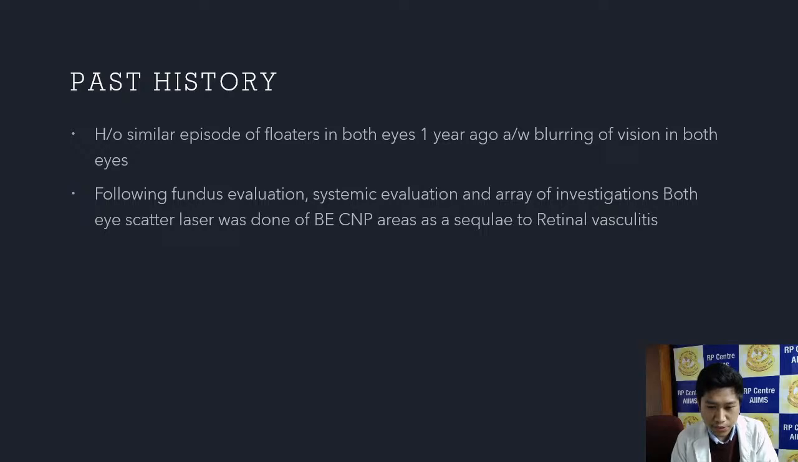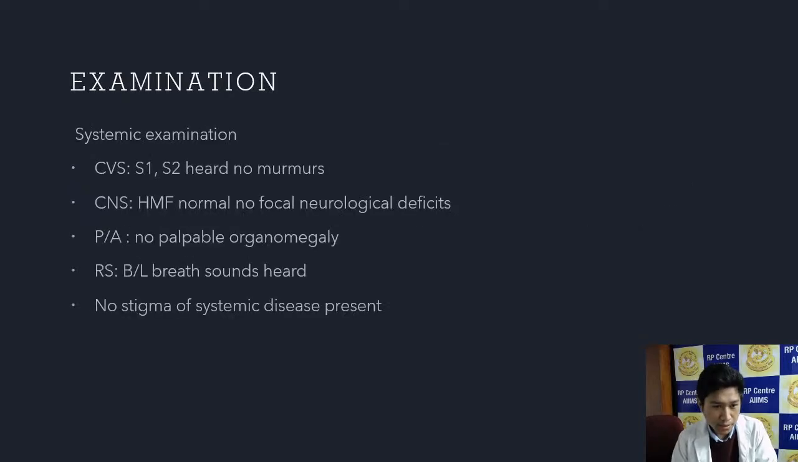Following fundus evaluation, systemic evaluation, and a series of investigations, he was diagnosed as sequelae to retinal vasculitis, for which scatter laser was done of the capillary non-perfusion areas in both eyes. On examination, the cardiovascular system was normal. The central nervous system was also normal. Also, the abdominal examination and the respiratory system examination were normal. No stigmata of systemic disease was present.